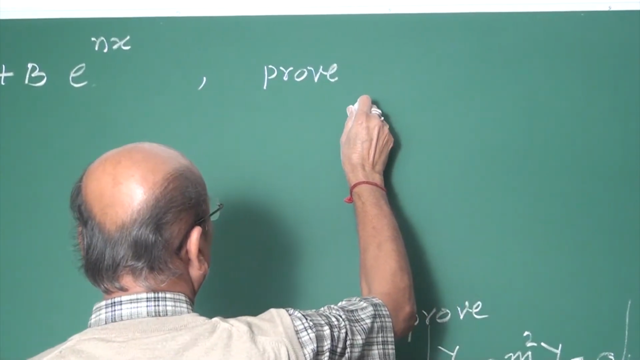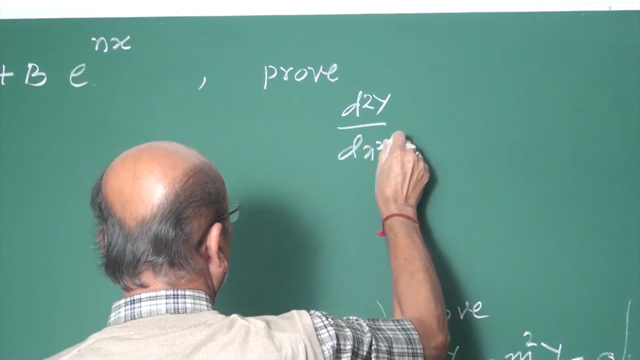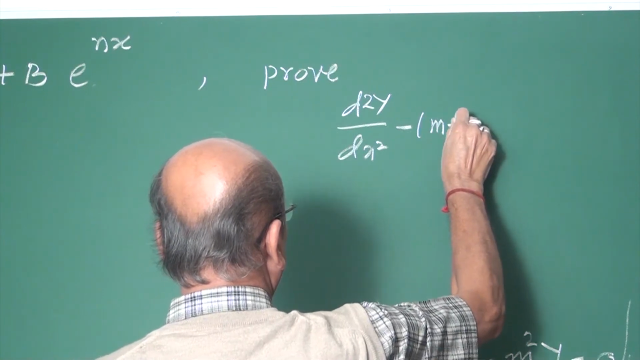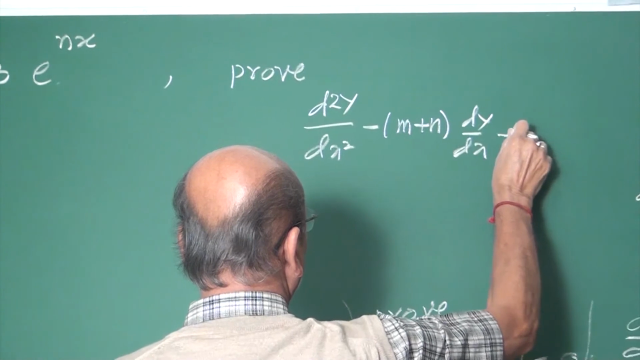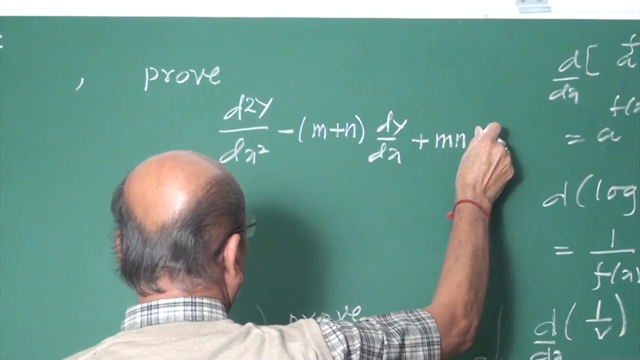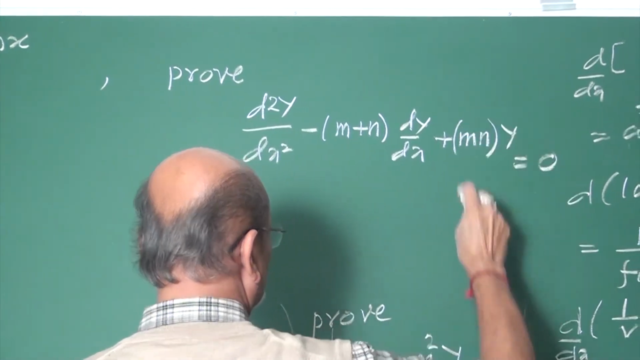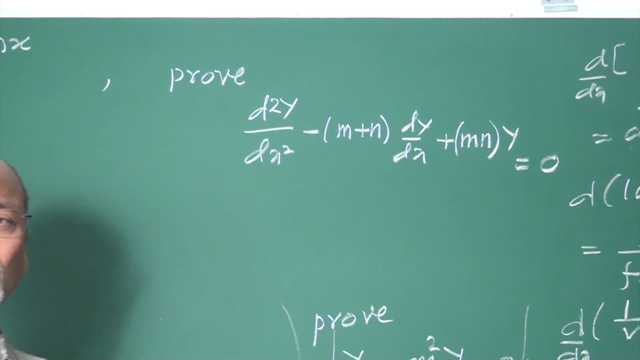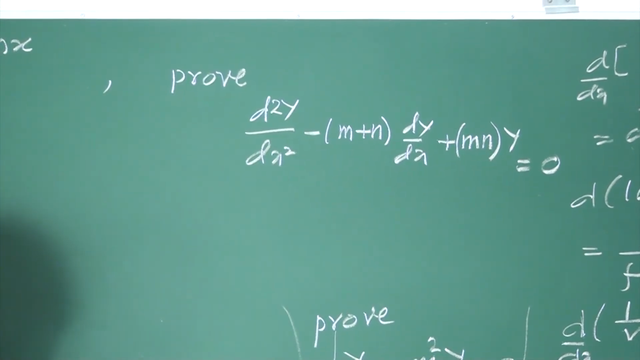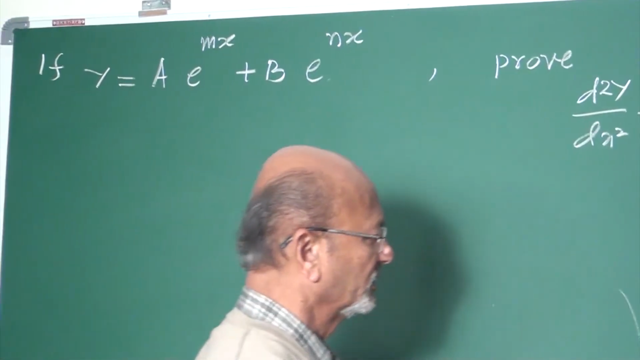d2y by dx2 minus (m plus n) into dy by dx plus mn into y equal to 0. Another good example that has appeared many times in the question paper. Because of what? mn. Yes, my friend.